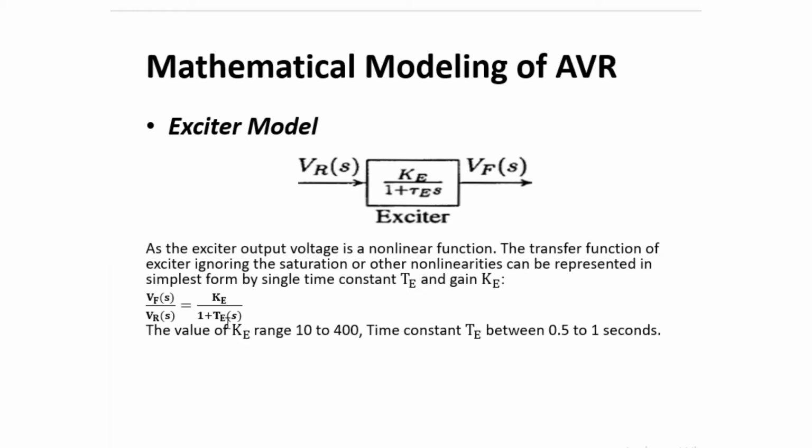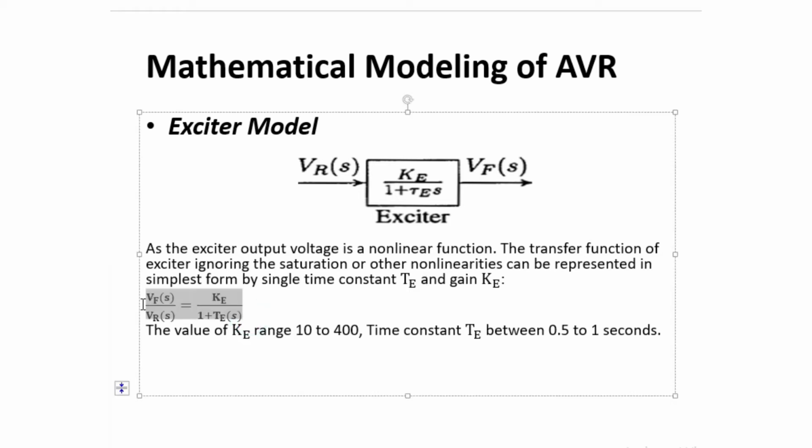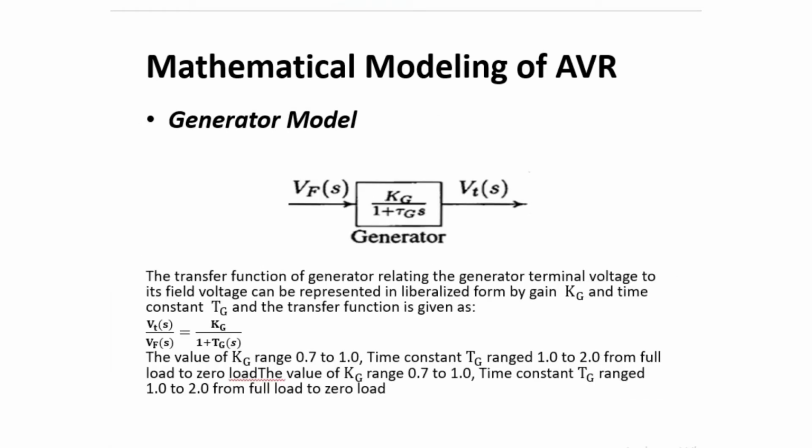So students, here we have written down the transfer function for the exciter model as a function of the gain Ke and the time constant Te. Next we will go towards the generator model. What is the generator model?